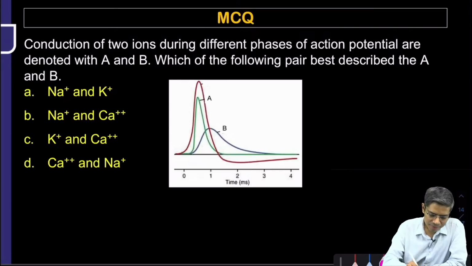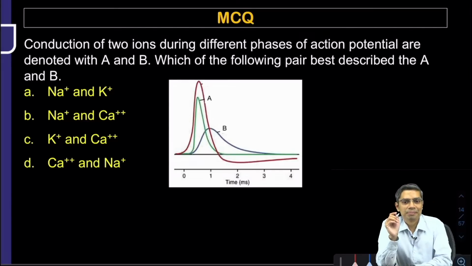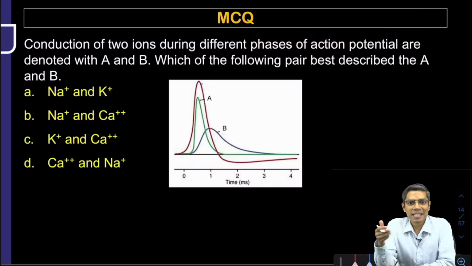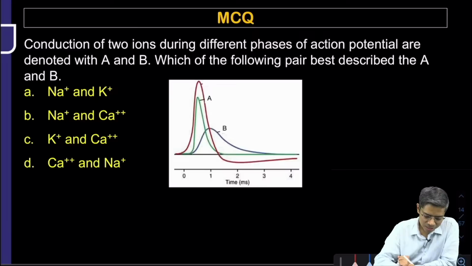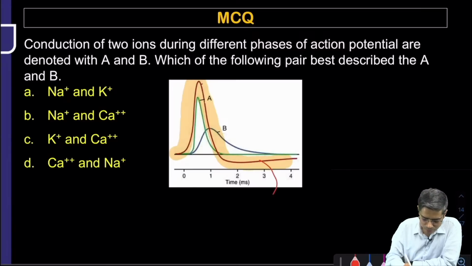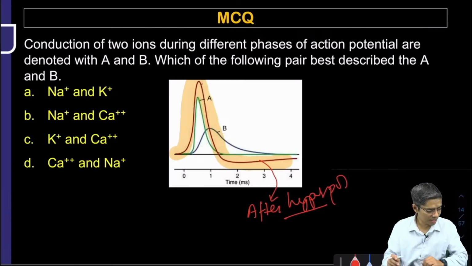When INI-CET is just knocking on your door, I hope all of you know the meaning of this curve. This red color line that I am highlighting here is the action potential. And this part is known as the after hyperpolarization phase.